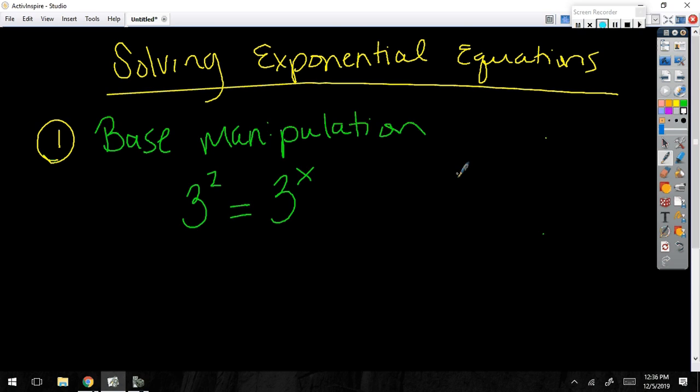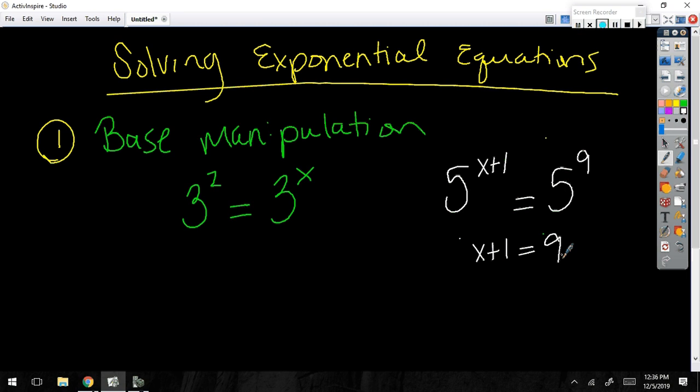If 5 to the x plus 1 equals 5 to the 9th, what do you know about x? 8. It's 8. You're doing that in your head, but what are you doing? You're just solving for x. You're saying x plus 1 has to be equal to 9. Why does it have to be equal to 9?